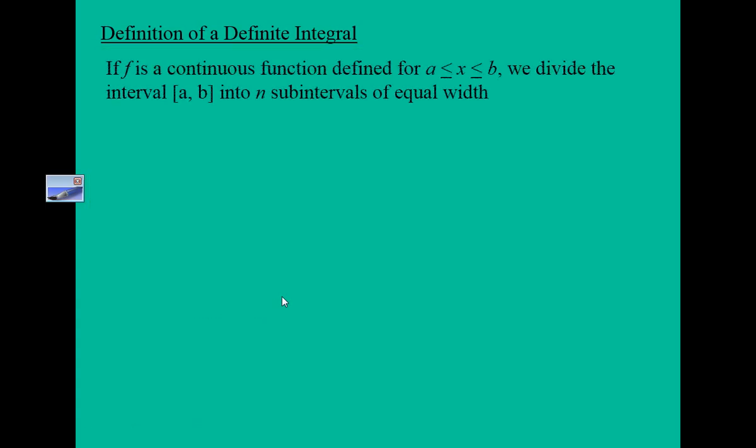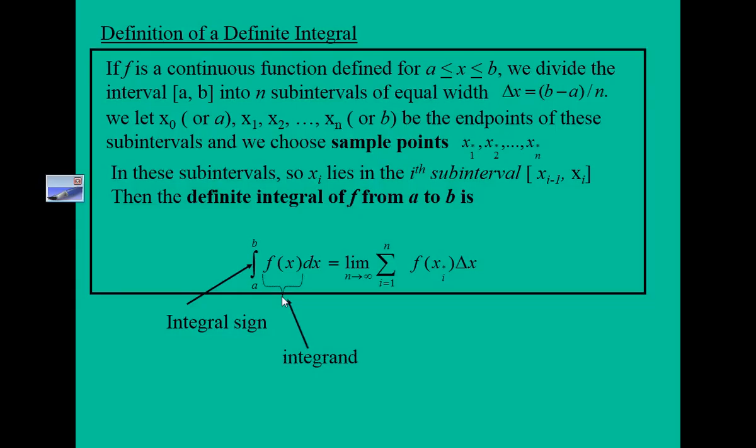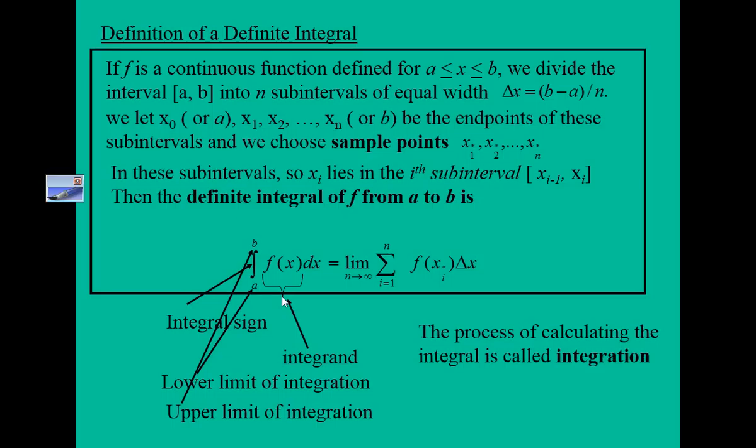Now let's define some things here. We have the integral sign. It looks like that big S. That's called the integral sign. The integrand is this f of x. Our lower limit of integration is at the bottom, and the upper limit of integration is at the top. Now the process of calculating this integral is called integration.